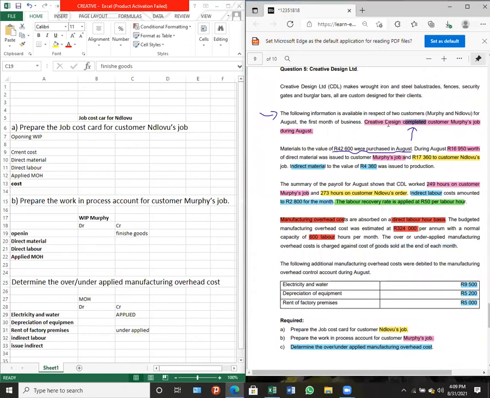If the creative design did not complete the job during August, which means here, guys, we are going to have a closing balance, ne? Which means you should say closing, because now it's completed, it's finished.